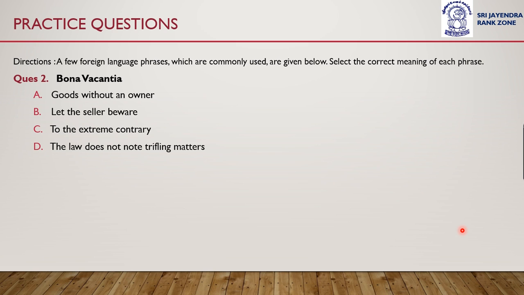Bona vacantia. Option A, B, C, or D. Goods without an owner, let the seller beware, to the extreme contrary, or the law does not notice trifling matters. Which one is correct?